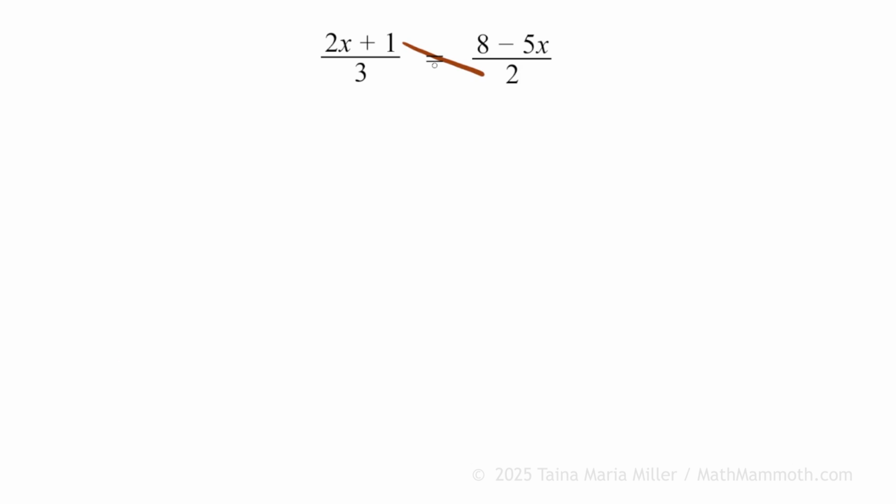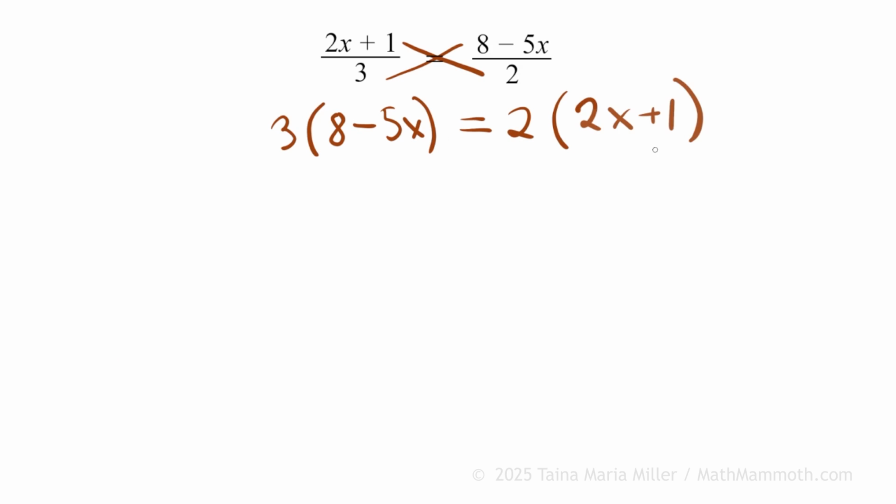So I can cross multiply. Let me do that. So 3 times this quantity equals 2 times that quantity. Now we simplify by using the distributive property here and also here separately. So 3 times 8 is 24 minus 15x. 2 times 2x plus 2 times 1.